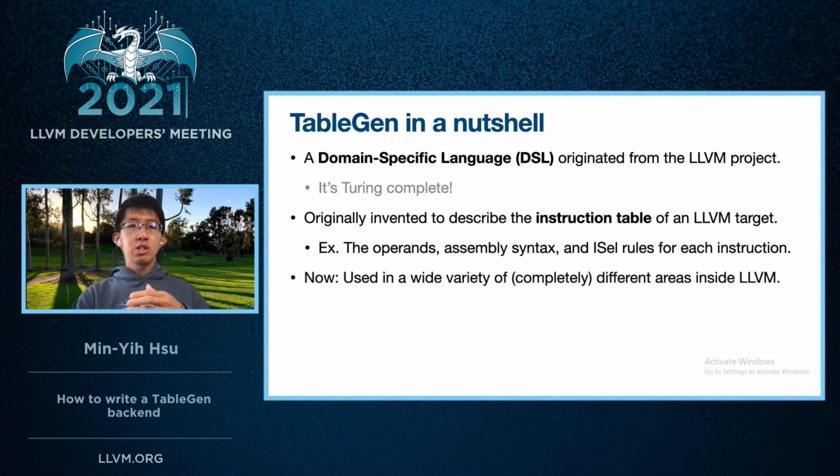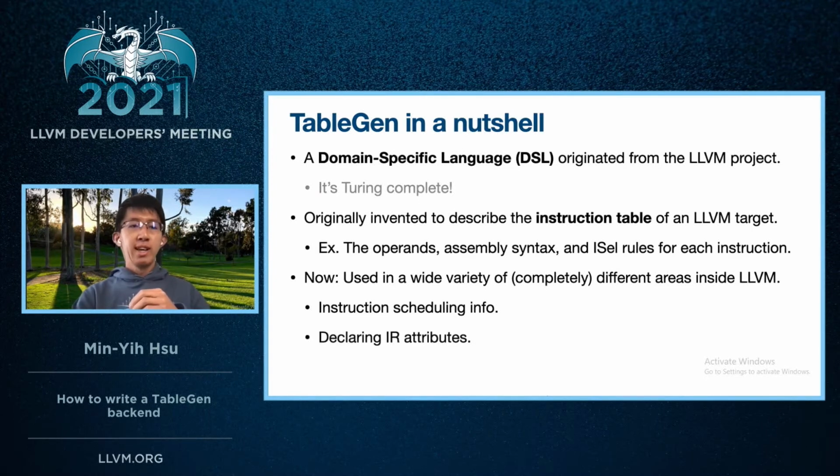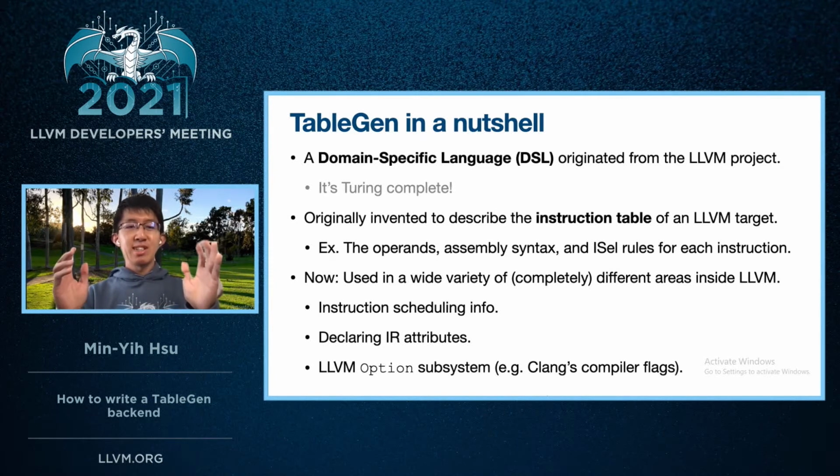But nowadays, it's used in a wider variety of domains inside LLVM. For instance, it not only describes the instruction selection rules, but also the scheduling info. It is also used to declare metadata. And my personal favorite is its use in the option subsystem, which is used by the Clang compiler flag system. Clang doesn't use the LLVM command line, but uses this to model the driver and front-end options.